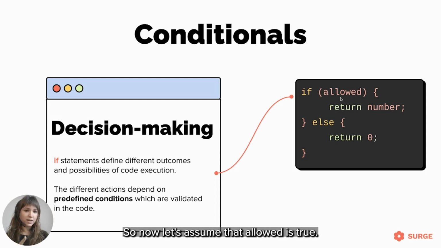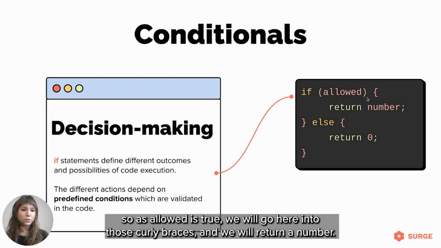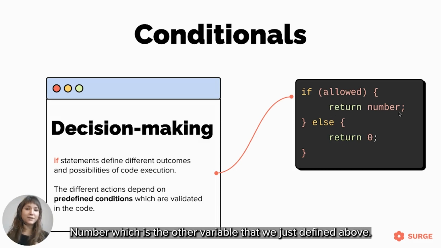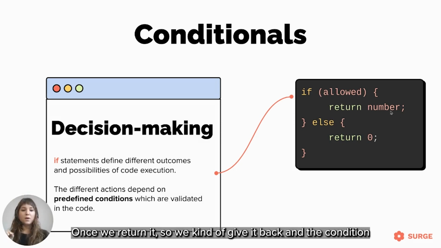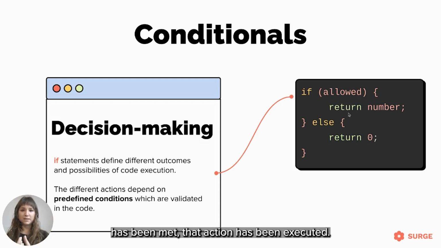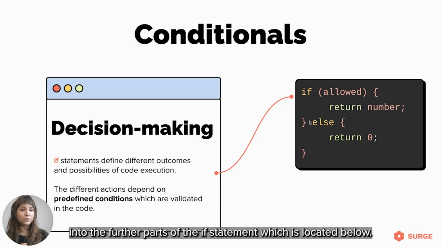So now let's assume that allowed is true. What we are saying is that if this is true, we should perform a specific action. So as allowed is true, we will go here into those curly braces and we will return a number, which is the other variable that we just defined above. Once we return it, so we kind of give it back and the condition has been met, the action has been executed, we continue with the code. So we don't go into the further part of the if statement, which is located below.